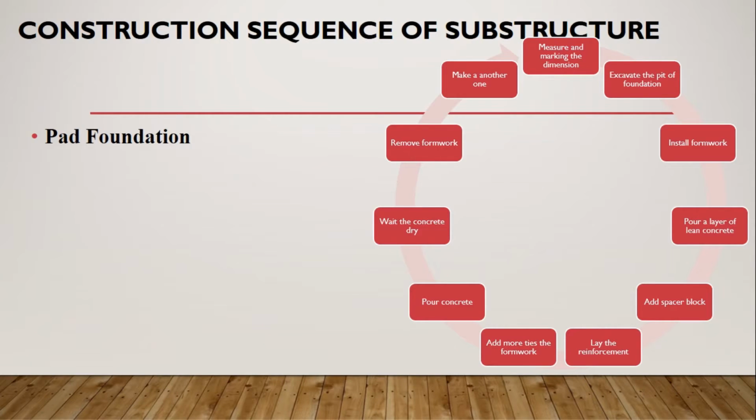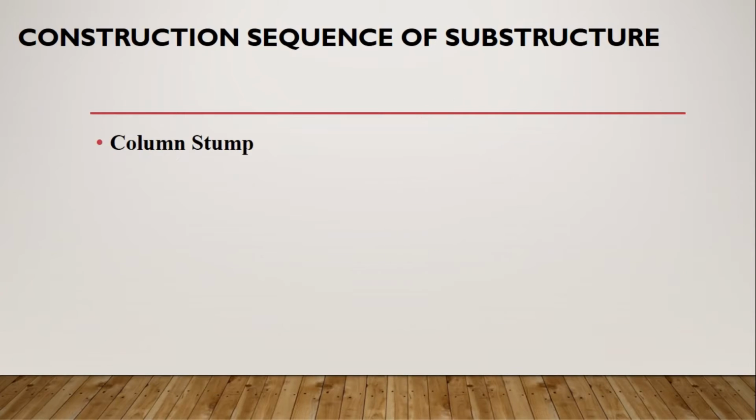Then add more ties to the formwork and pour concrete inside it. Lastly, the concrete will take at least 24 hours to gain sufficient strength and harden. Second, I will talk about the construction sequence of the column stump.